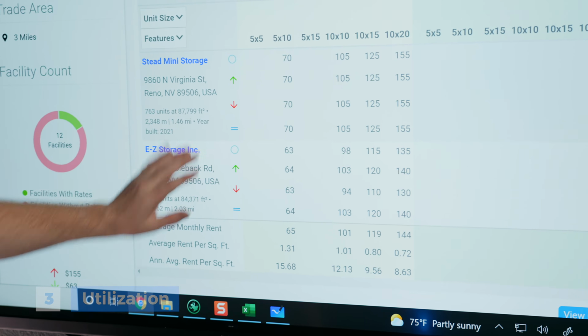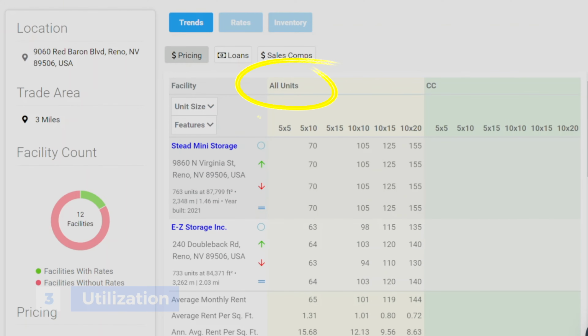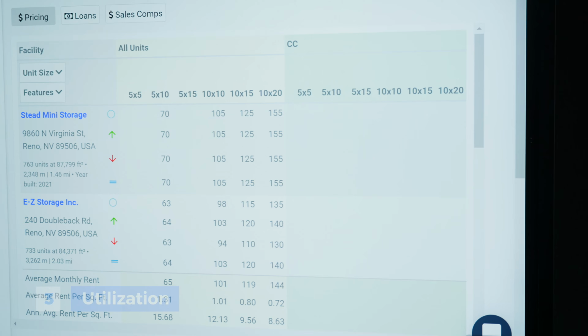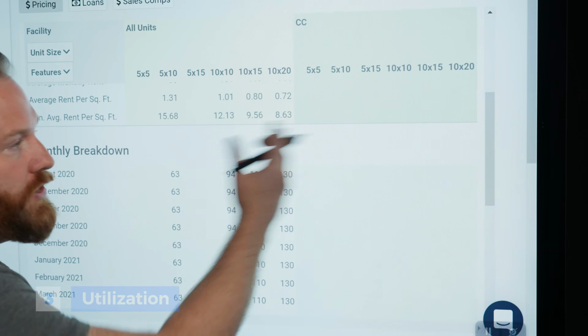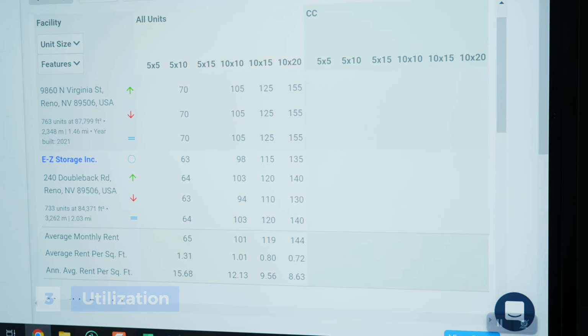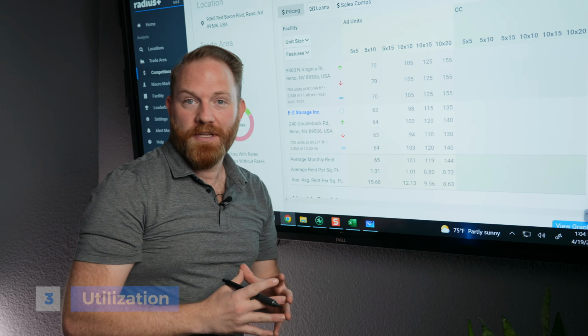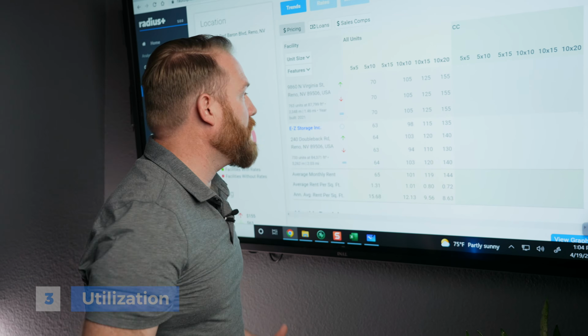First, I notice an immediately glaring gap in this market. This is all units. This is saved for climate controlled. By looking at this, I immediately find there are no climate controlled units in that 3-mile radius. Okay, that tells me something. There's probably demand for climate controlled.